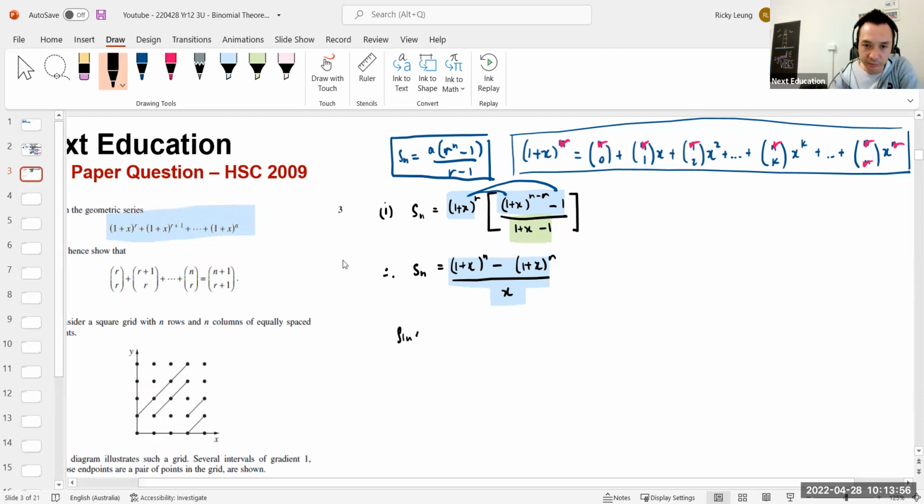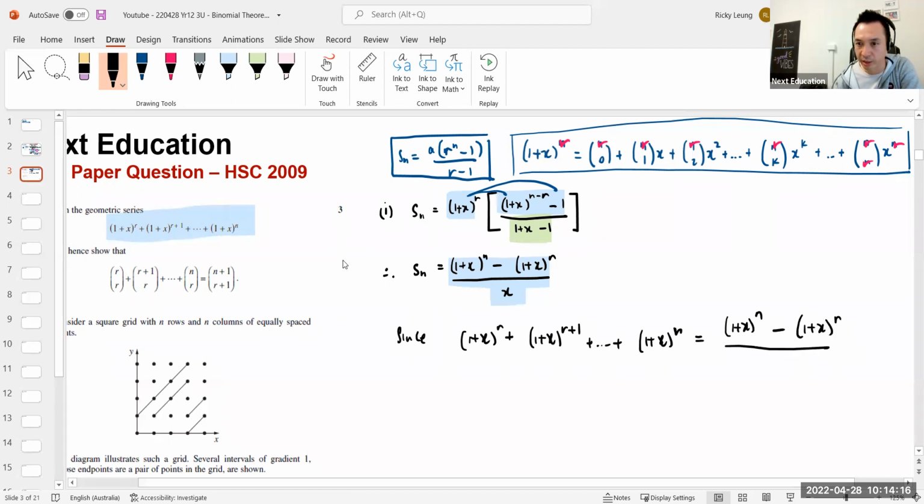Therefore, since 1 plus x to the power of r plus 1 plus x to the power of r plus 1 plus dot dot dot 1 plus x to the power of n equals the thing that I just proved, 1 plus x to the power of n minus 1 plus x to the power of r all over x, by comparing coefficients of x^r. Right? This is why it's 3 marks, right? I need to work for this. Of x^r.